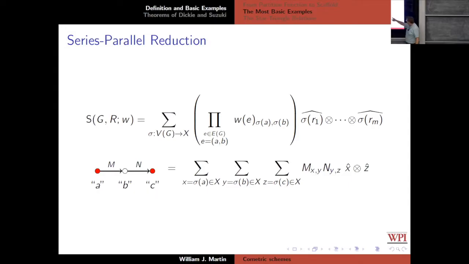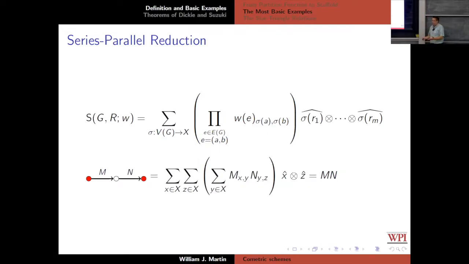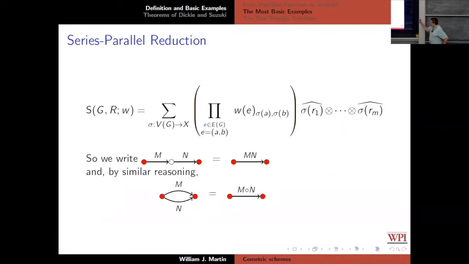I'm taking the xy entry of M and the yz entry of N, but I'm only recording where X is and where Z is, and I'm just summing over all Y's. So let's throw away the A, B, and C and realize that this is just a sum over all X, Y, and Z, where I can reorder the sums, and that's exactly the product of the two matrices, written as a second order tensor. So series reduction is matrix multiplication, and parallel reduction is entry-wise multiplication.